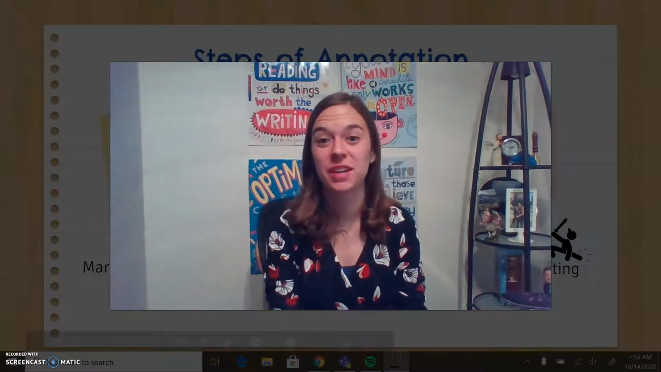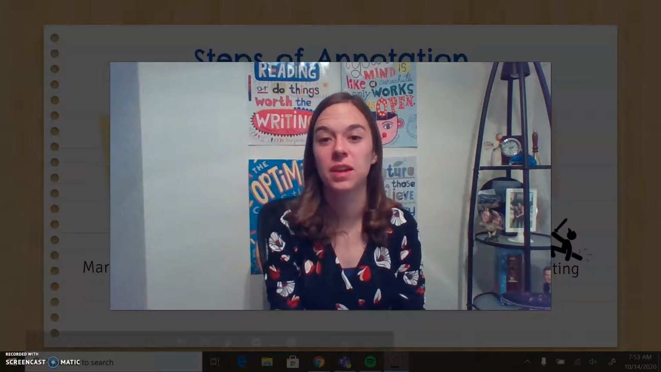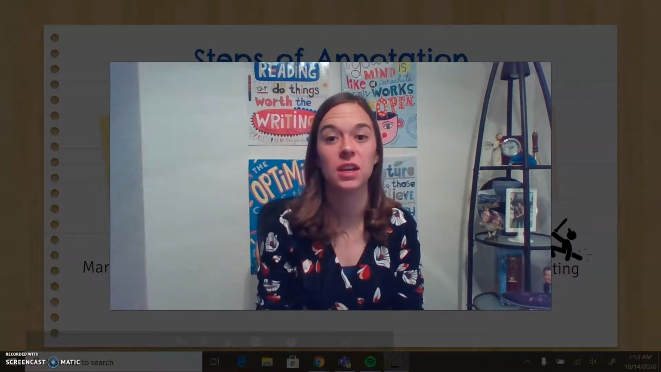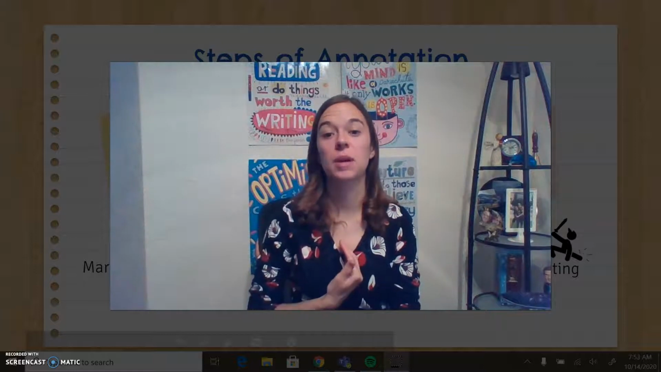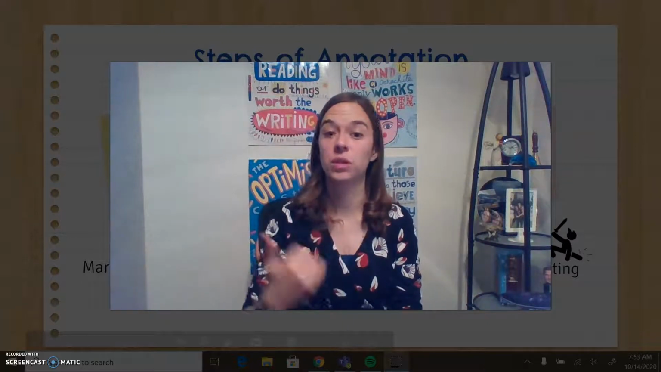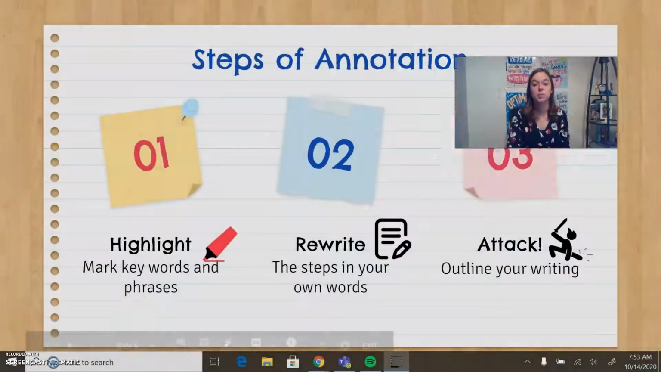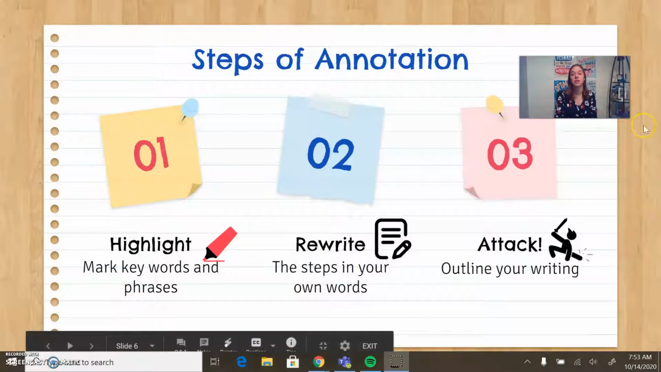Let's talk about prompt annotation. So the first step when you are in a writing task of any sort in any class is you need to know what is the prompt asking of you and are you doing those things. So we're going to break down this prompt together and talk about the 3 steps of annotation to help you with that.